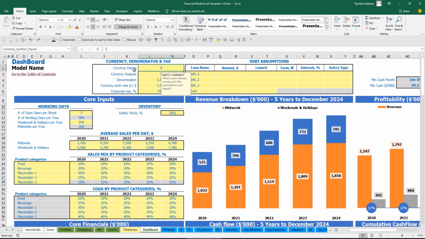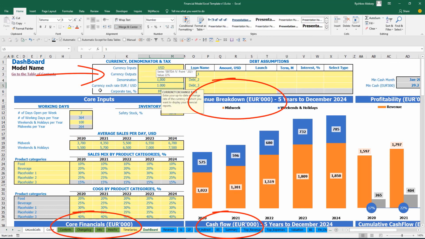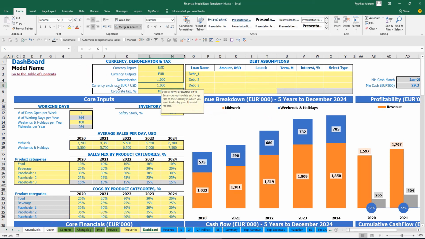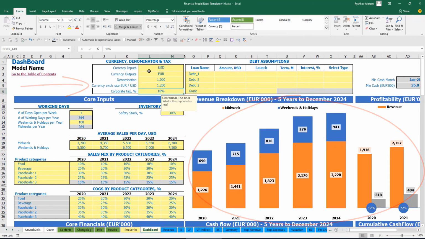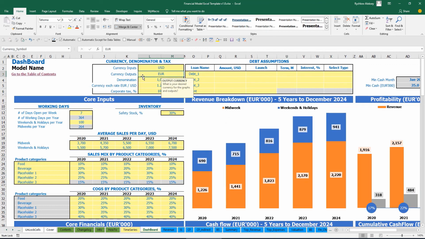On the top of the dashboard you have currency, denomination, and taxes setup. So currency inputs means that you can input all your drivers for the model using one currency. You have currency outputs. It can be the same as currency inputs, and it can be different from currency inputs. So let me give an example. When you input in United States dollars, you have euro as an outputs, and for this case you can set up currency exchange rate. This is 1.2 for example. In this case you will have in the model all your inputs in United States dollars, all your outputs in euros, and there will be a conversion rate between currency inputs and currency outputs.